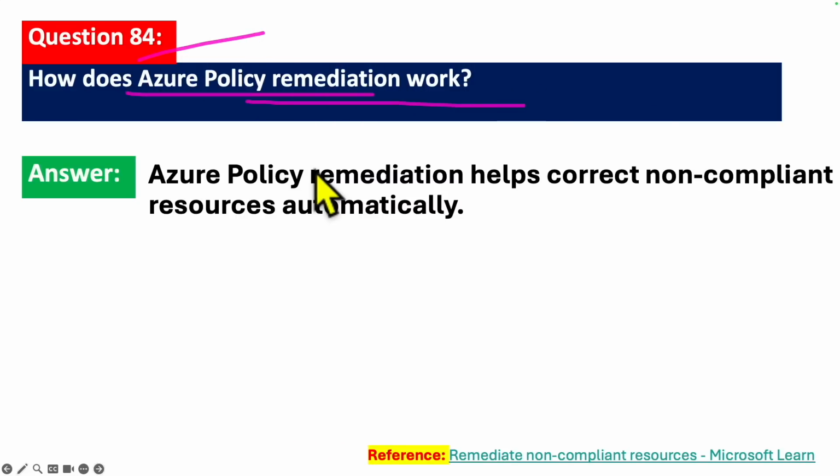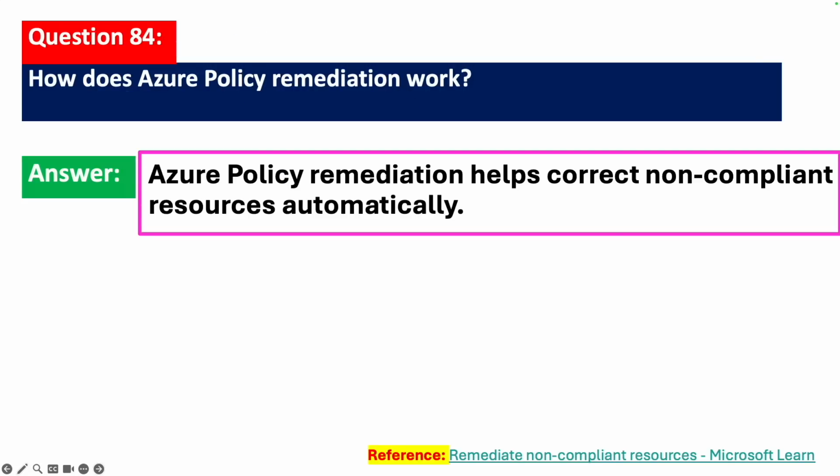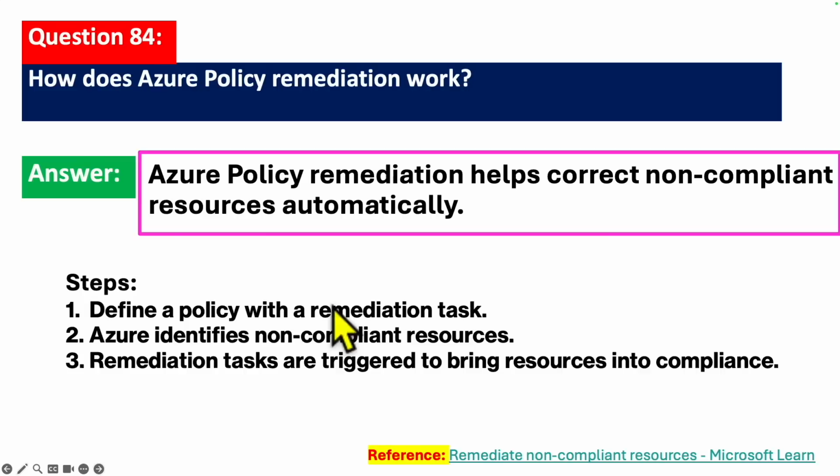So first, let's understand what is remediation. Azure Policy remediation helps correct non-compliant resources automatically. This feature is essential in maintaining governance and ensuring that resources are in line with organizational standards. What are the steps you can take to make it happen? First, you can define a policy with a remediation task. This involves creating a policy that includes specific remediation tasks designed to correct non-compliant resources.